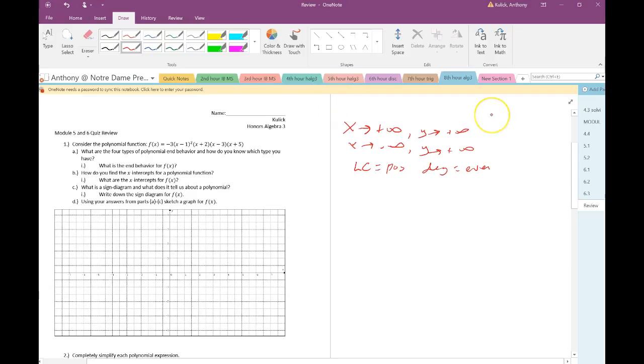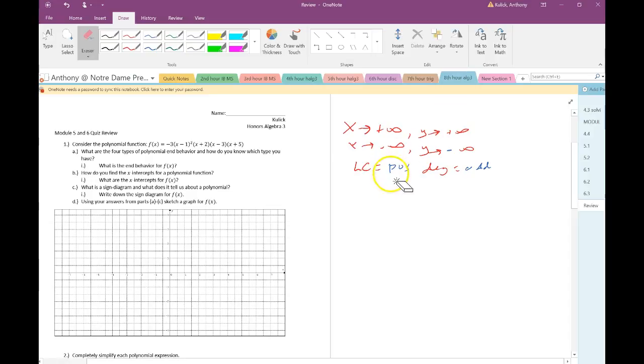You can also have x approaches positive infinity, y approaches positive infinity, x approaches negative infinity, y approaches negative infinity. This happens when the leading coefficient is positive, but the degree is odd.